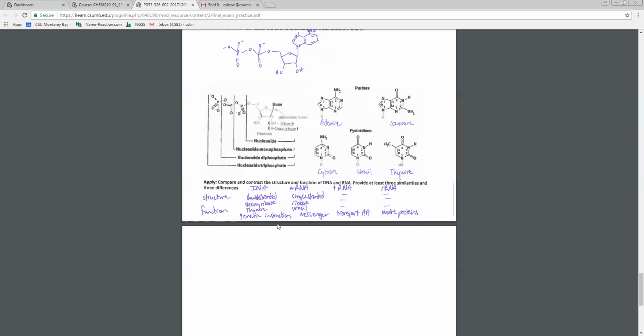And then compare and contrast the structure and function of DNA and RNA. Provide at least 3 similarities and 3 differences. So structure, DNA is double-stranded, whereas mRNA is single-stranded. The function, we actually see genetic instructions versus messenger RNA, transport amino acids and to make proteins. There are some other structural differences, the deoxyribose versus the ribose, and the thymine versus the uracil.